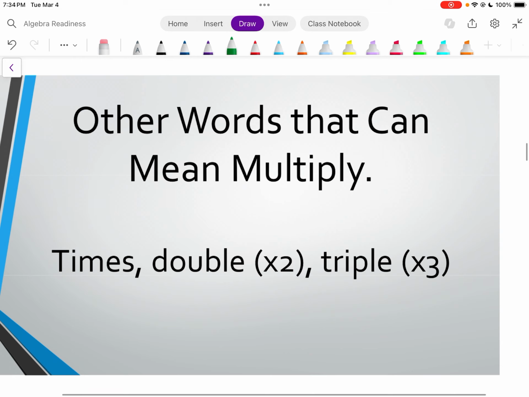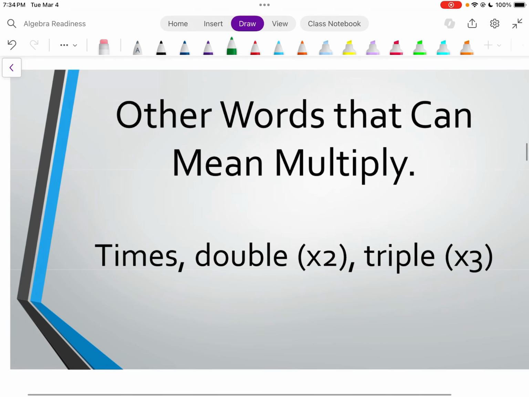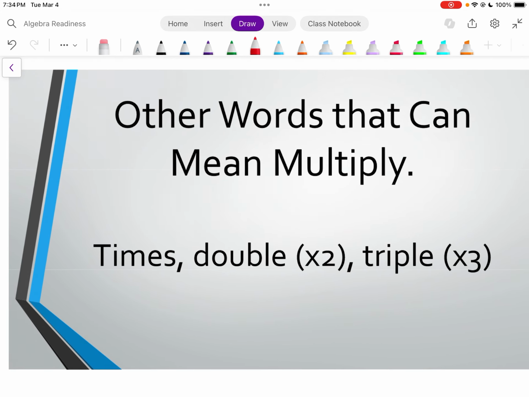Our next word, this one is more of a phrase. This is other words that can mean multiply. So we might use the phrase times, double, which means times 2, or we might use the word triple, which means times 3. These are other phrases that are commonly used in math that also mean we are multiplying by a value.